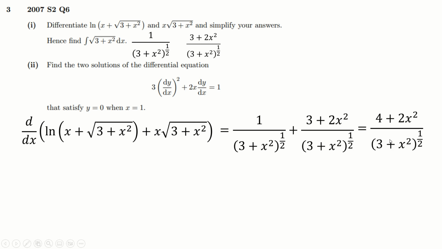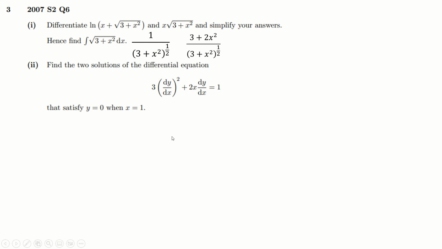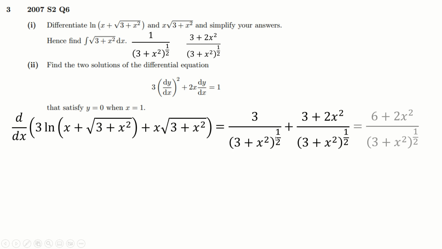However, it's almost helpful, because what if this here was just a 6? Because if this was just a 6, then you could factorize out 2, and you'd end up with 3 plus x squared to the power 1, which would cancel with this, and you'd have 3 plus x squared to the power of a half, which is this integral that you're looking for. So that would be amazing. How do you make that a 6? Well, you just make this a 3, I guess. So instead of differentiating this plus this, you differentiate 3 lots of this plus this. And then it all works beautifully.